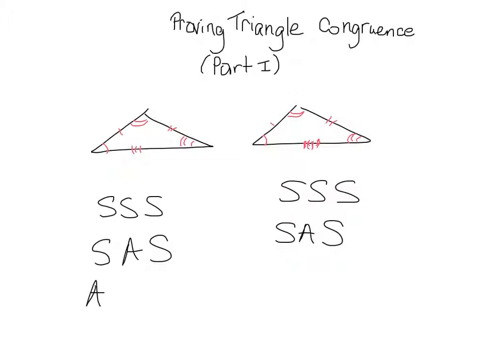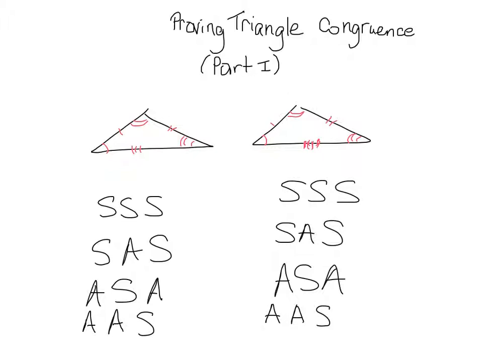We have a couple more ways we can test for congruence of a triangle. We could check for adjacent angles and the side in between, so that would tell us congruence as well. And one more way, we could check that 2 angles next to each other and then the side beside it are congruent, so AAS. So these are all ways that we can check for congruence.